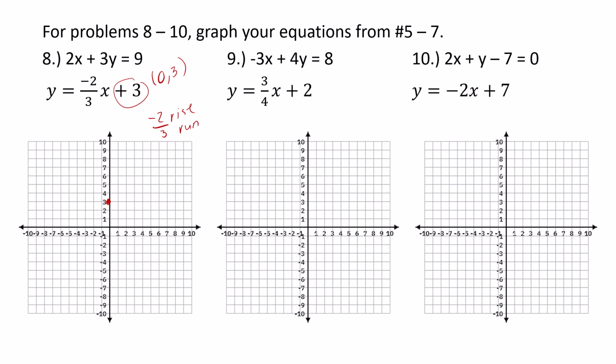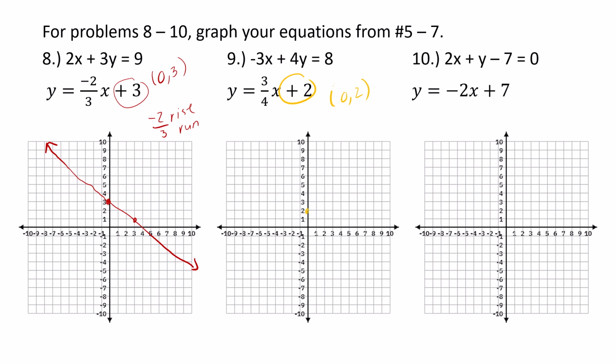So 1, 2, 3. And that's all we needed to get the line, and I will do my best to connect these. And remember, when you're doing your lines, try to make them go to the edges of whatever coordinate plane you have, and make sure you have arrows on either end. For the next one, our y-intercept is 2, also known as the point 0, 2. And so I'll put my dot here at the 0, 2.